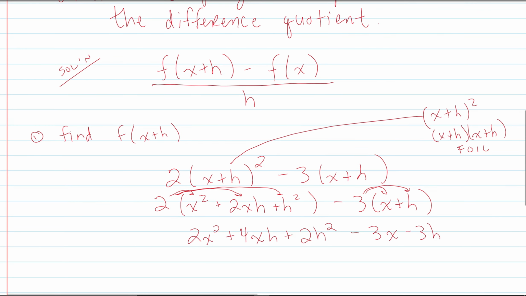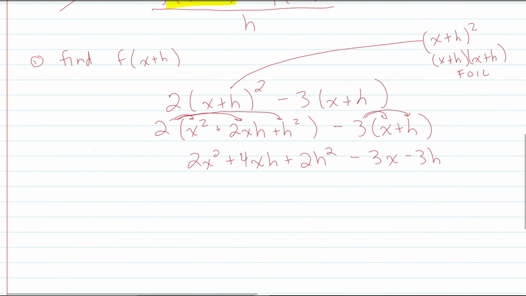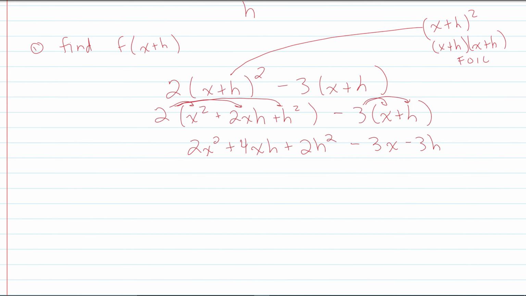All right. So we just completed that first part of f of x plus h. Now we need to go ahead and subtract that f of x. So that will be kind of like my step 2. So step 2 is going to be to find the entire numerator. So we found f of x plus h, but now we need to subtract f of x from it.